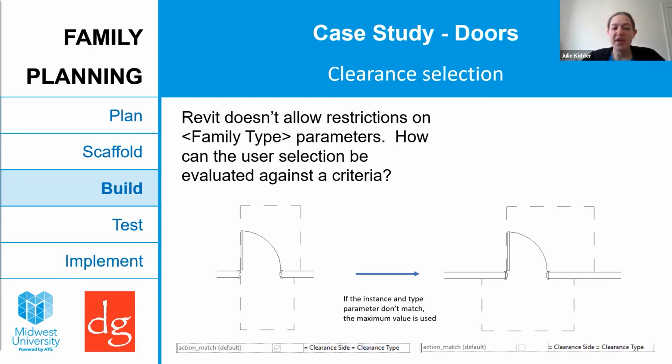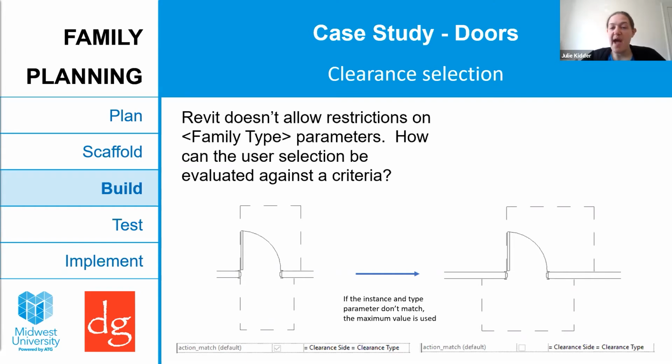So the workaround that I use for clearances, where I had one clearance family that was going to work for both sides, was that I have a type parameter that tells the family what sort of clearance it is. And then when I place it into the project, I link a parameter that tells that instance of the placed family what sort of clearance it is. If it matches, great, it displays the set information.